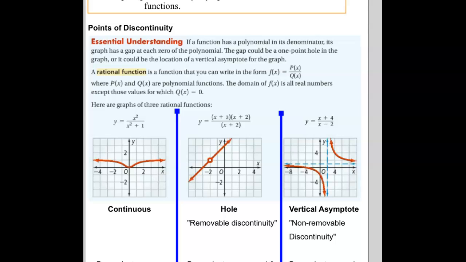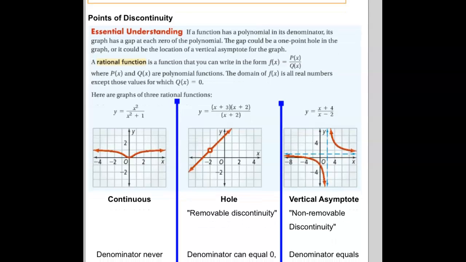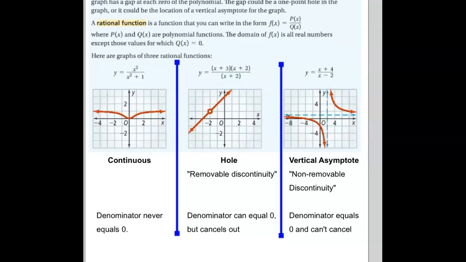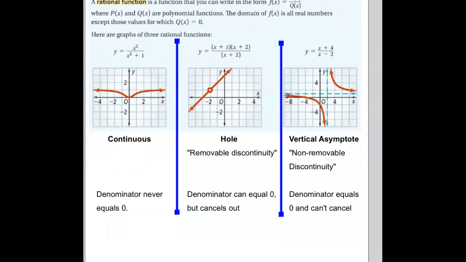for the graph. A rational function is a function that you can write in the form f of x equals p of x divided by q of x. That just means that the numerator and denominator are polynomial functions. The domain of your function is all real numbers except for those values that would make that denominator zero. So here's three typical shapes that we might see.